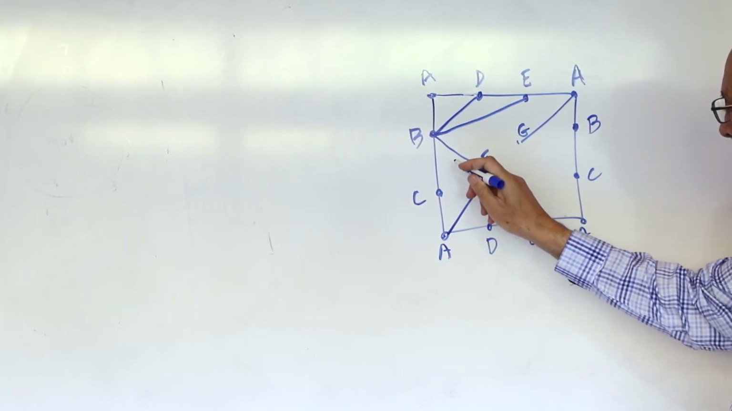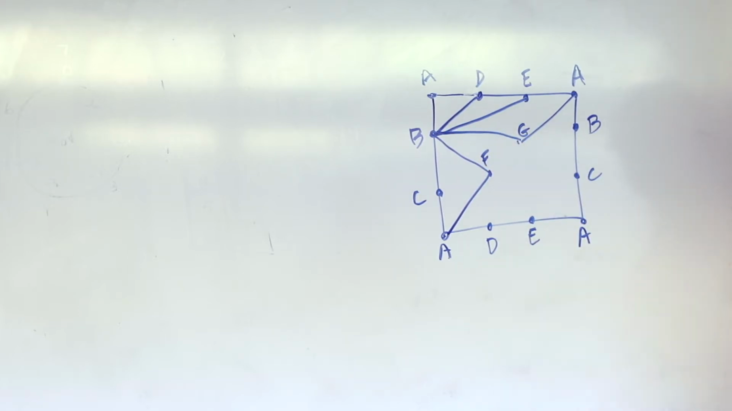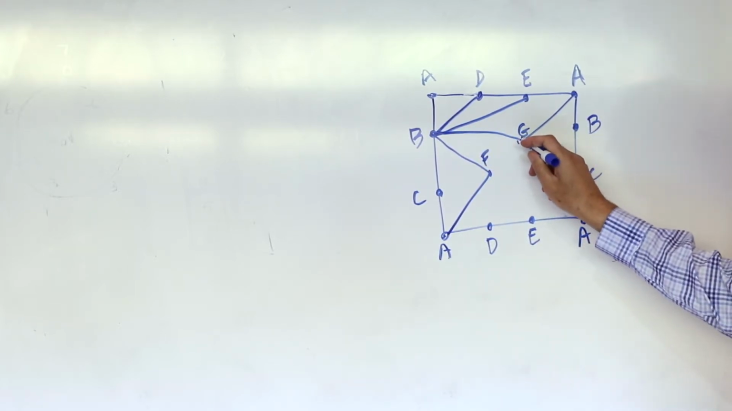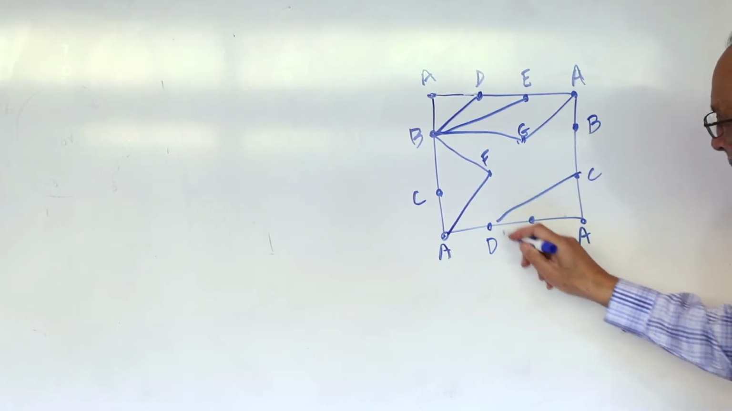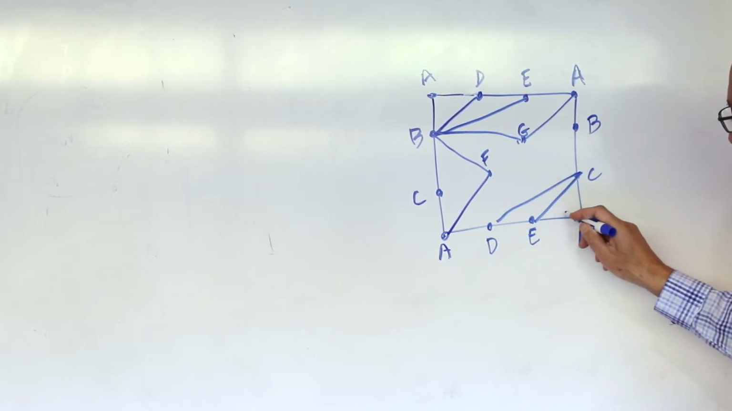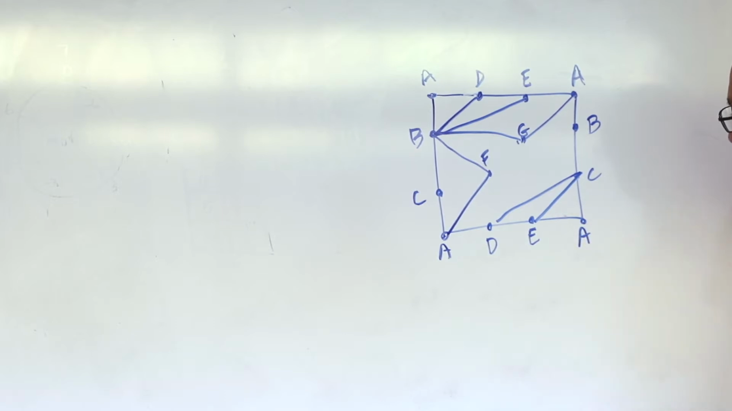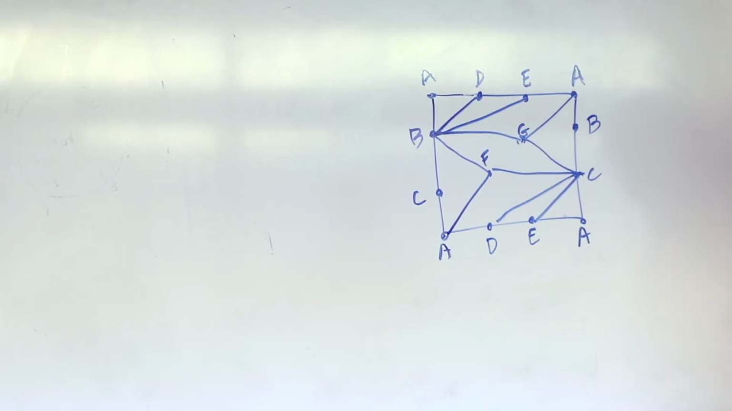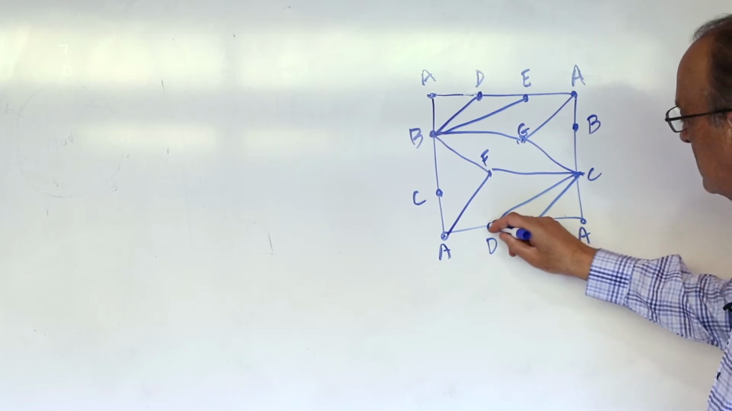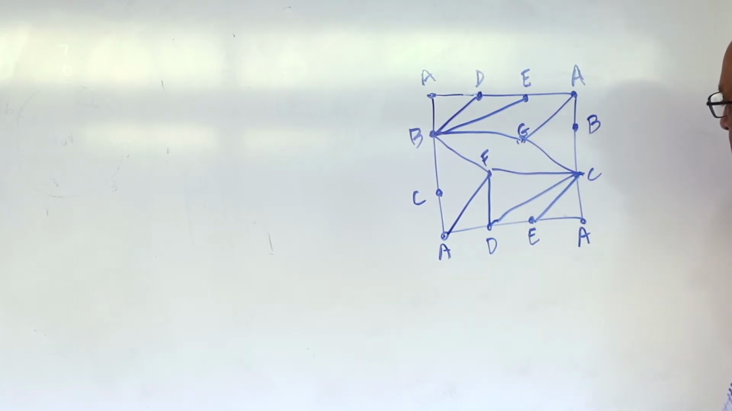And B to G. So then you tell them to connect C to D, C to E, C to F, C to G, and then they're going to connect D to F and D to G.